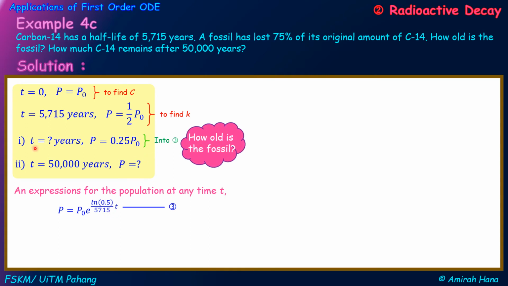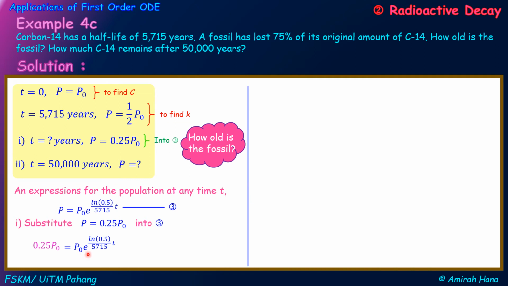Okay. So this is how old is the fossil, right? So substitute P equals 0.25 P naught into equation 3. From equation 3 here, we replace P equals 0.25 P naught. After that, we can simplify P naught on both sides here. So we can write e to the power of ln 0.5 over 5715 t equals 0.25. No more P naught because we simplify P naught on both sides.